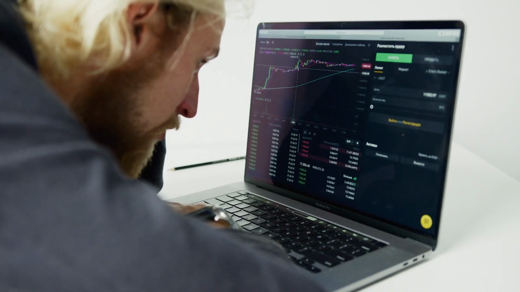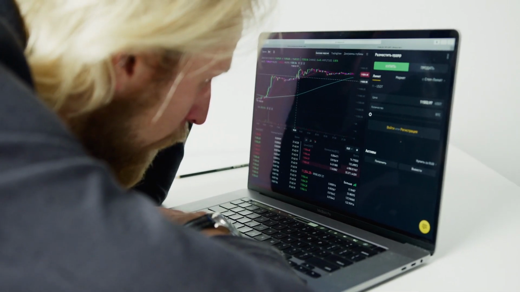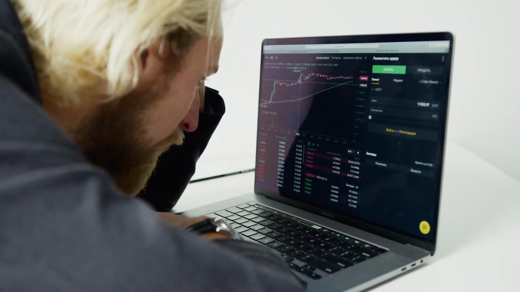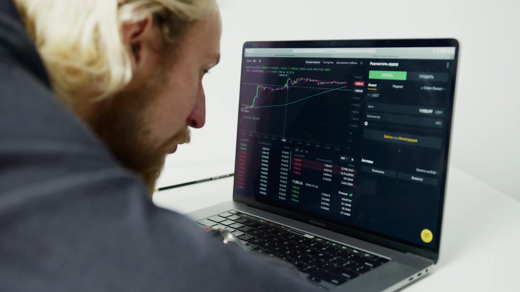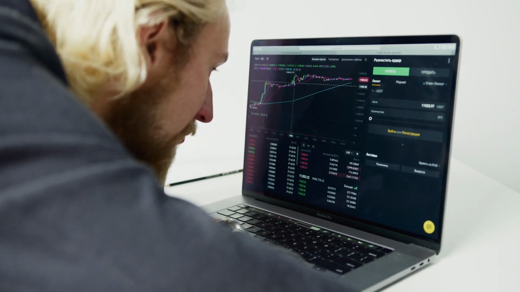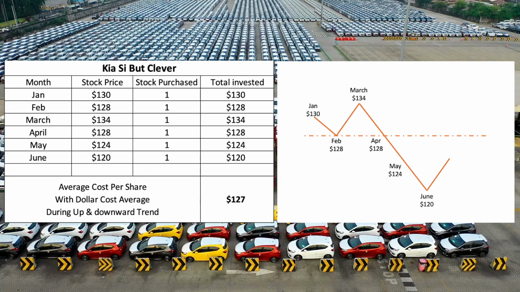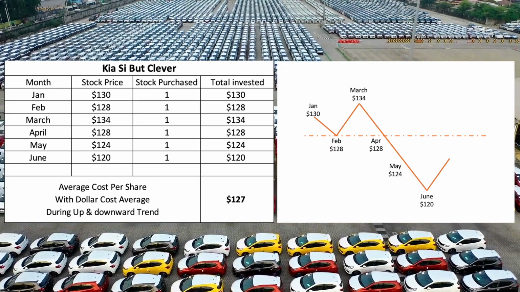Okay, let's go back to reality. You have to do your homework to decide which company you are buying into. Some strong companies are like Tesla, Facebook, Apple, Netflix, and Roku, just to name a few. Now, let me show you some tables about dollar cost average.